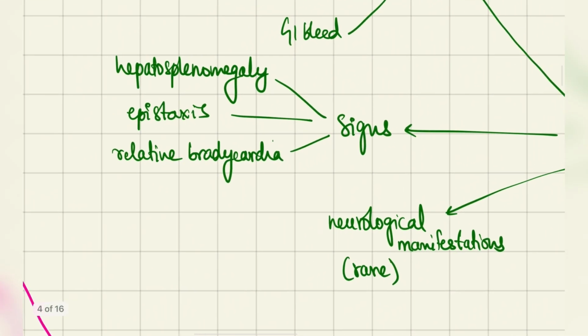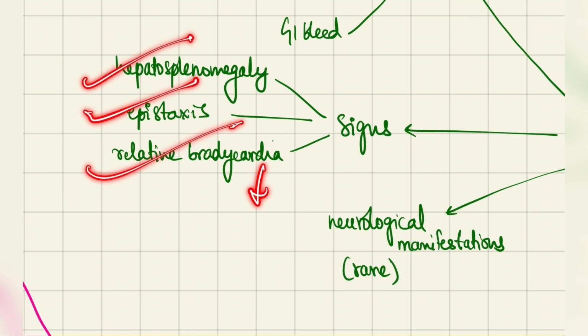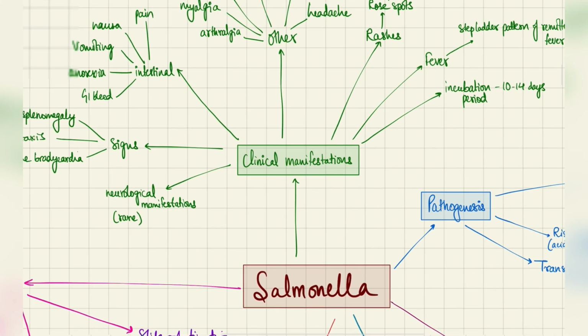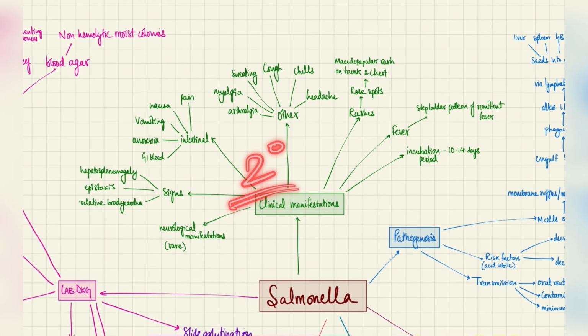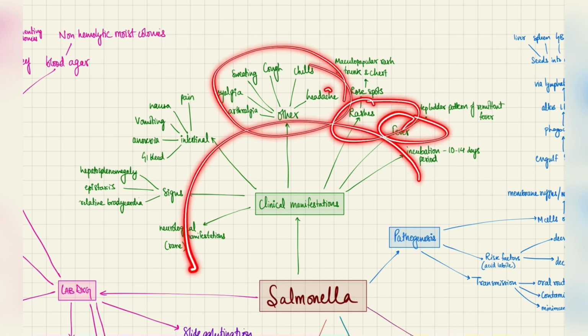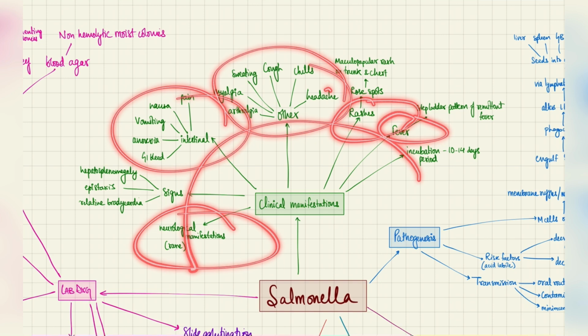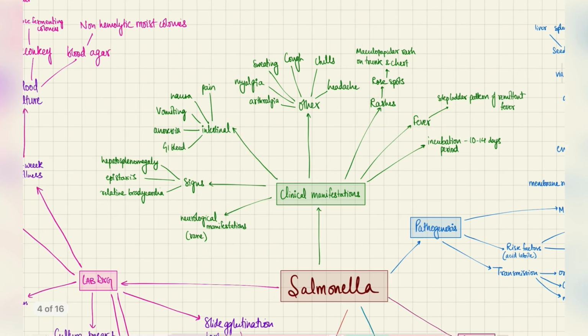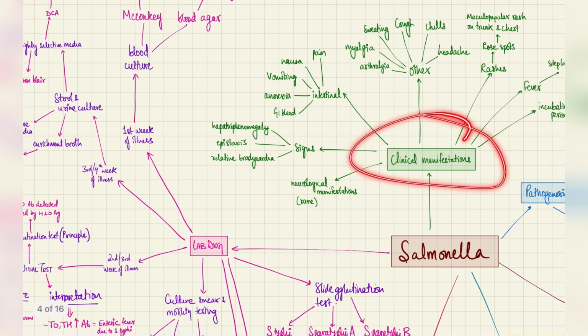Okay. What are the signs you can elicit? Hepatosplenomegaly in the abdomen, epistaxis, bradycardia, heart rate going down. Hepatosplenomegaly, epistaxis, bradycardia. You can also rarely see neurological manifestations. So you can see because of the secondary bacteremia, because of seeding into various organs, we're affecting a whole lot of systems. From fever, rash, to these generalized symptoms, to intestinal manifestation, neurological manifestations, and these abdominal signs, other signs, it affects a whole lot of systems. So this was the clinical manifestations.